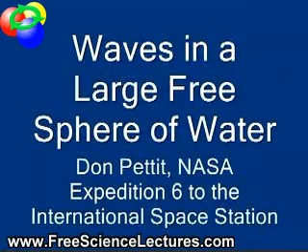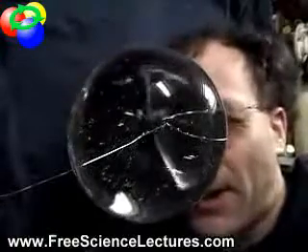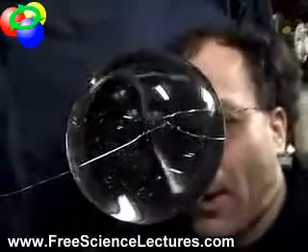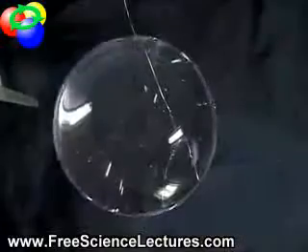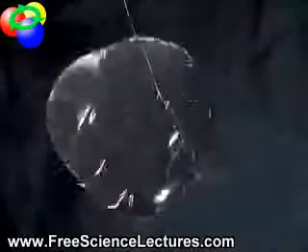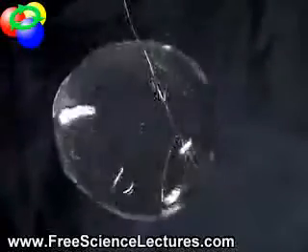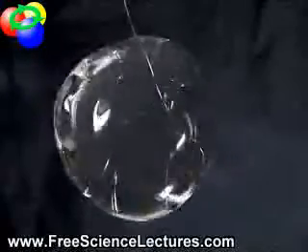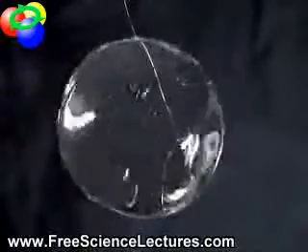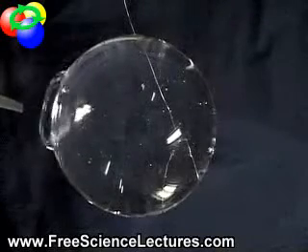Waves in a large free sphere of water. Here we have a large free sphere of water about the size of my head, 130 millimeters in diameter, and we put a puff of air, 10 cc's in 100 milliseconds, radially directed in from the side, and look at the resulting waves. And there's a combination of surface waves and body waves that go through this sphere. We saw that in real time.